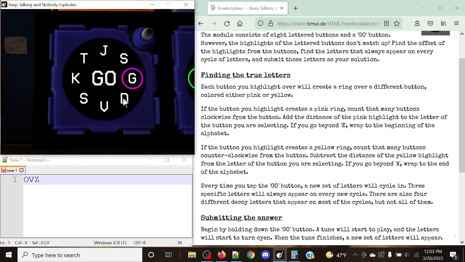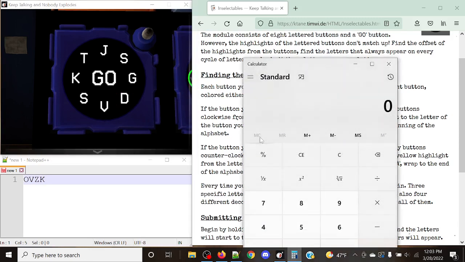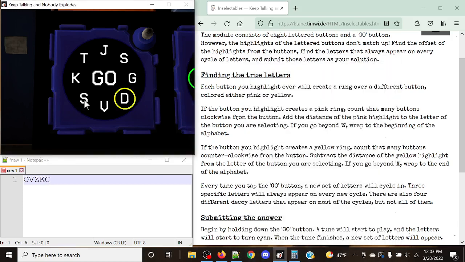Delta is going to be 7 clockwise here, so it's going to be adding 7, which is going to give us a Kilo. Victor is going to be adding 7 clockwise, which is 22 plus 7; minus 26, that's going to be a Charlie. Next up, Sierra is going to be subtracting 2 counterclockwise. I can't do math. And this is going to give me a Quebec. Kilo is going to be subtracting 5 counterclockwise, so that's going to be a Foxtrot. And Tango finally is going to be adding 4 clockwise, which is going to give me an X-ray.